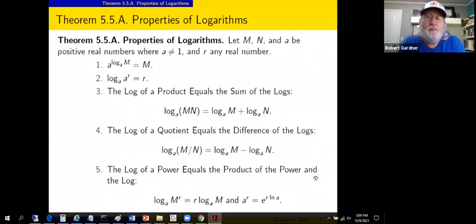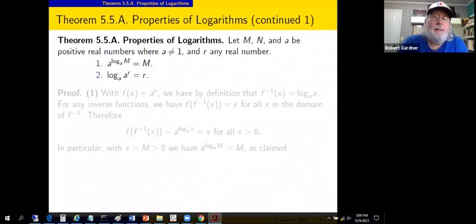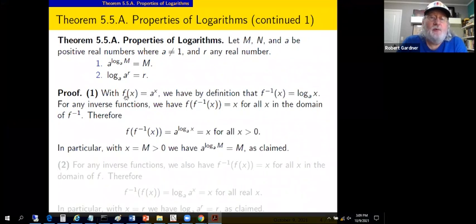So first up, here's a statement of the proofs. Let's go through these 5, arguably 6 things, since there's 2 of them in the last one. First claim, a to the log base a of m equals m. Well, if we let f of x be a to the x, by definition, the inverse function of f is log base a of x. All this predicated on the fact that, hey, exponential functions are 1 to 1. That's one reason we've taken the base to be not 1. But exponential functions are 1 to 1 functions, so they have inverses. And the inverses, by definition, are log functions.